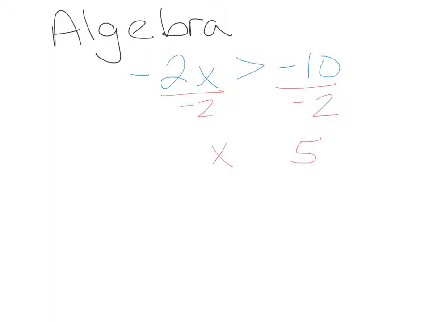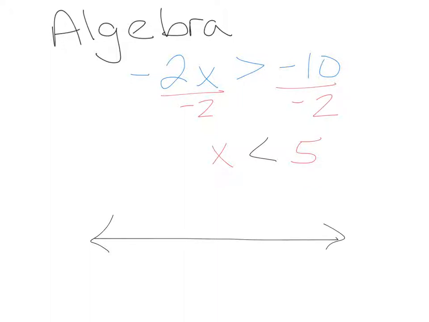So what this looks like in algebra is, suppose I have an inequality that says -2x is greater than -10. So then what I need to do to solve this, I would divide both sides by -2 because I want to find out what x is. And I get x and I get 5. But because I divided by a -2, I have to switch this sign so this becomes less than.